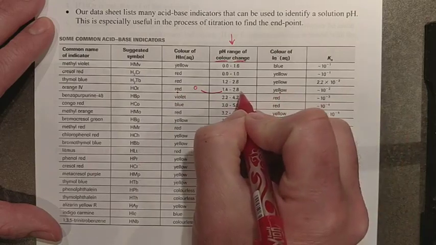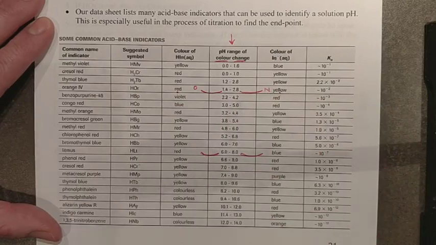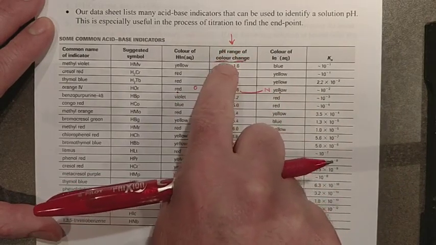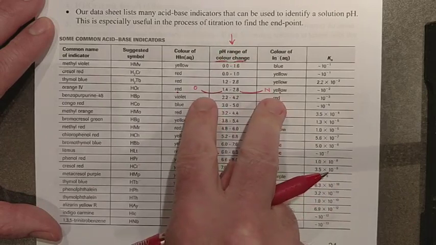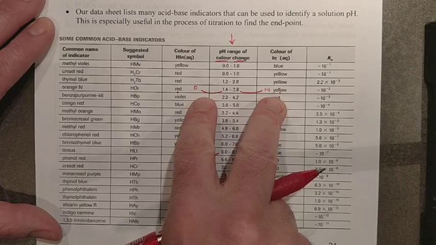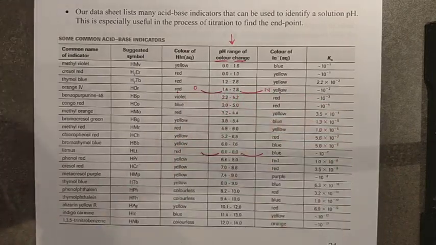Anything 2.8 and above to 14 should be yellow. So, what would happen if we're somewhere in between? What is the mixture of having relatively equal parts of red and yellow? I think we can figure that one out. If I'm between 1.4 and 2.8, then it should be orange.